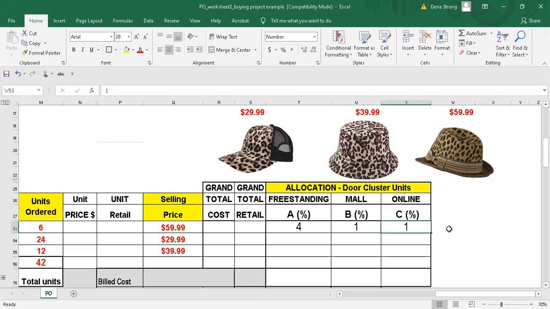Again, you are manually allocating the hat units. And sometimes, as a buyer, you get it wrong. Sometimes you get it wrong.